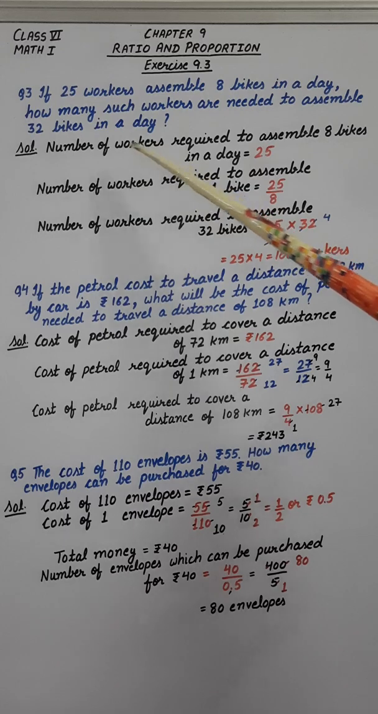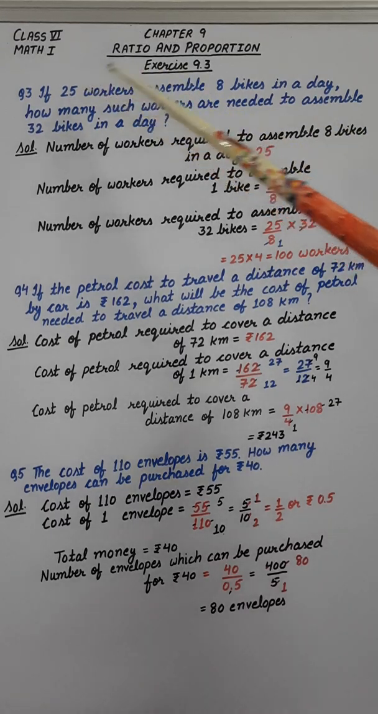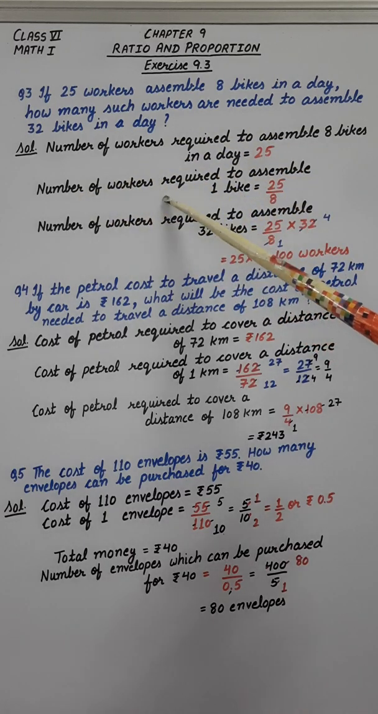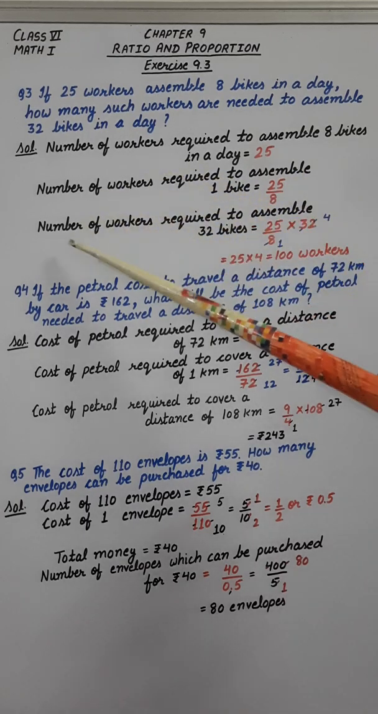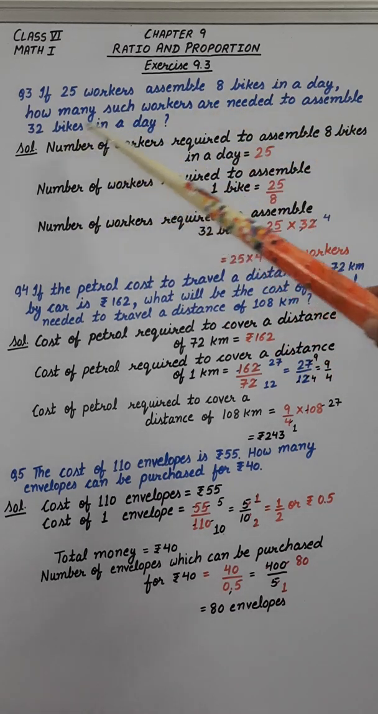So let's begin. Number of workers required to assemble 8 bikes in a day: it is given 25 workers are required. Now let's find the number of workers required to assemble only one bike. So it will be total number of workers divided by number of bikes. So 25 upon 8. Now the question is, how many workers are required to assemble 32 bikes?